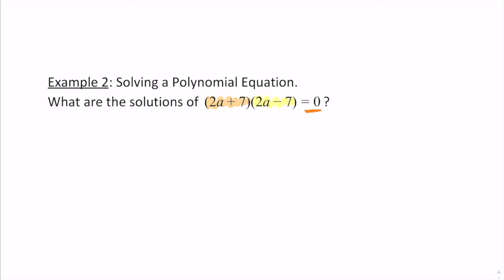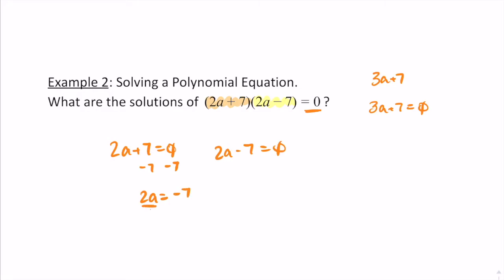If it just says 3a plus 7, well, that's just 3a plus 7. But if it says 3a plus 7 equals 0, you're like, oh, now you can solve for a. If it doesn't have that equals 0, you cannot solve it. So in this one, I have 2a plus 7 equals 0, and 2a minus 7 equals 0. Subtract 7, you have 2a equals negative 7.